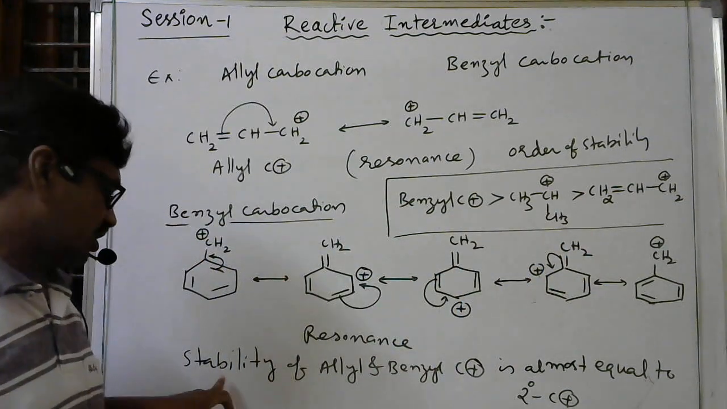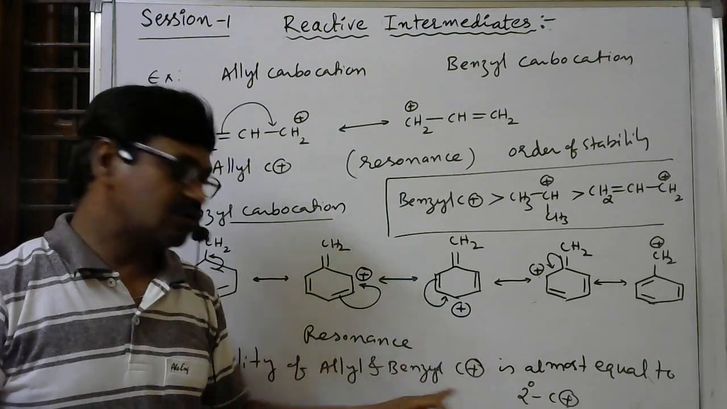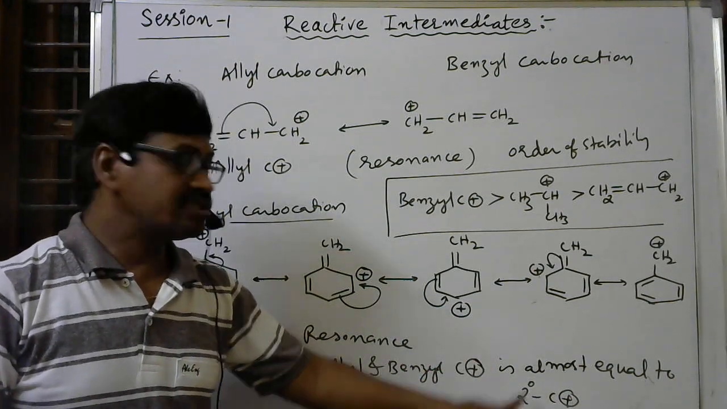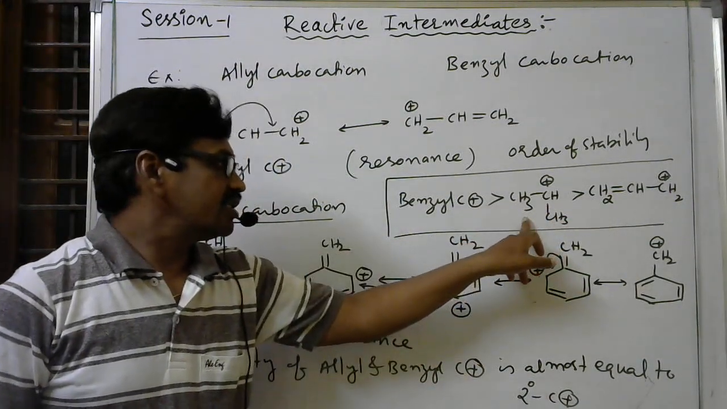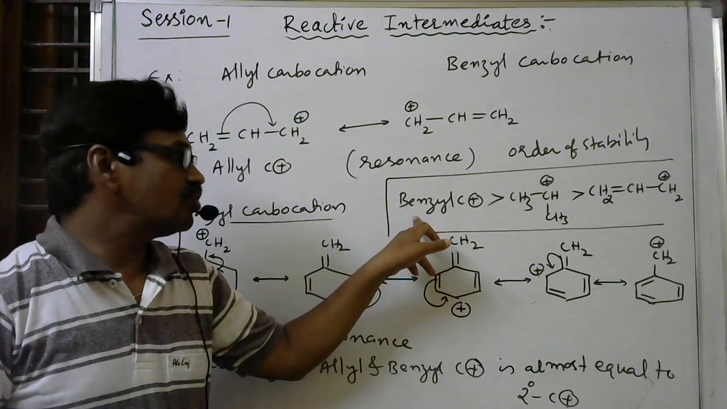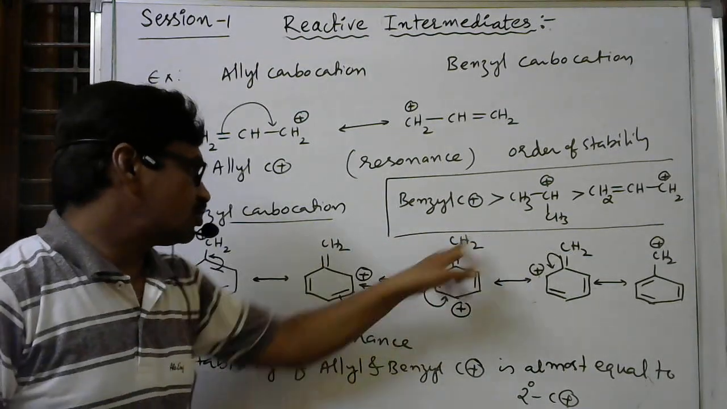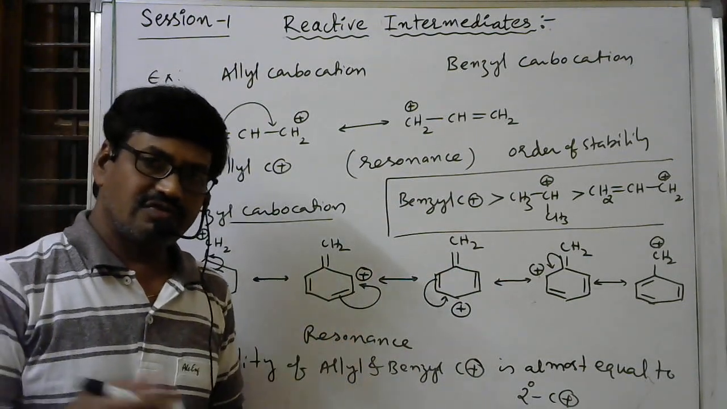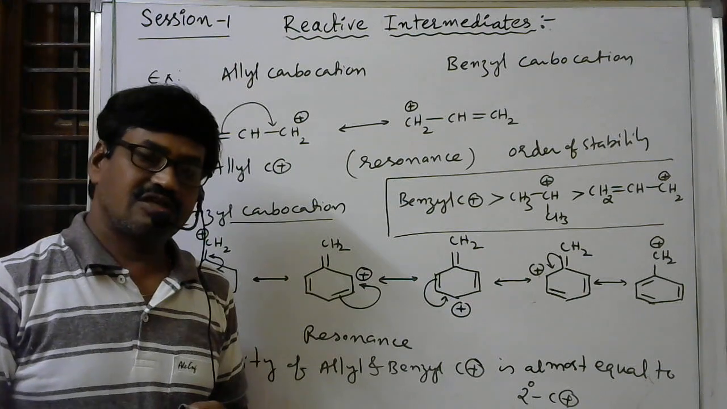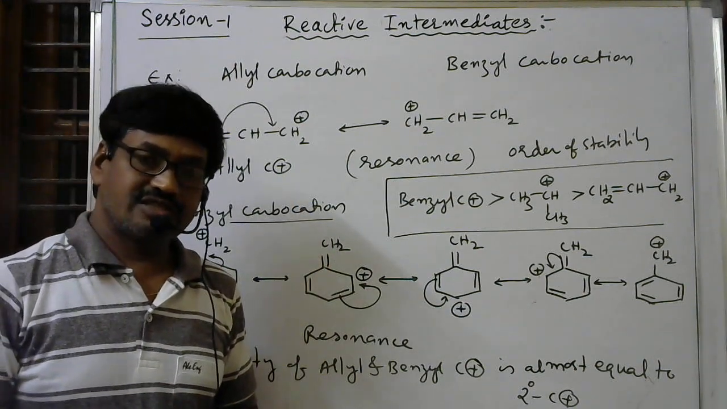So what I wrote: the stability of allyl and benzyl carbocations is almost equal to that of secondary carbocation. This means allyl carbocation has somewhat less stability than secondary. Benzyl carbocation has somewhat more stability than secondary carbocation. Here the extra stability is due to the presence of more resonance forms. We have some more examples related to stability of carbocations and some rearrangement reactions.